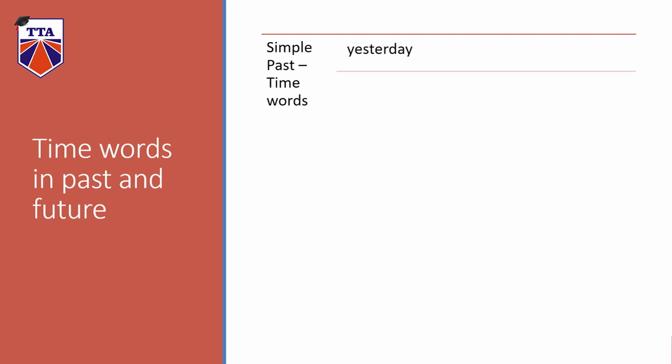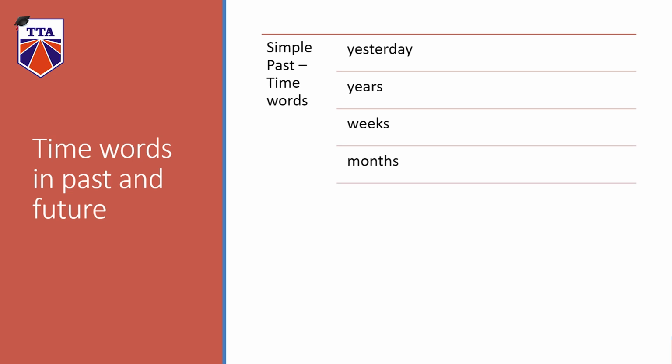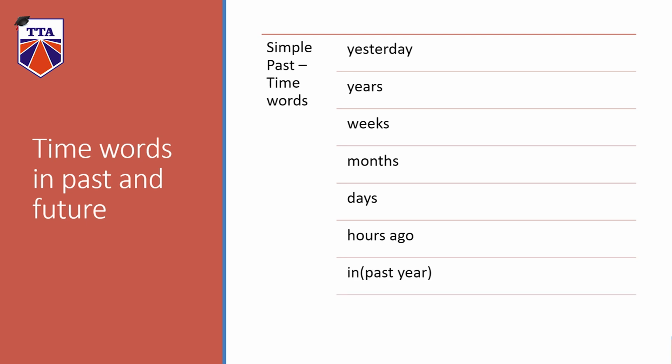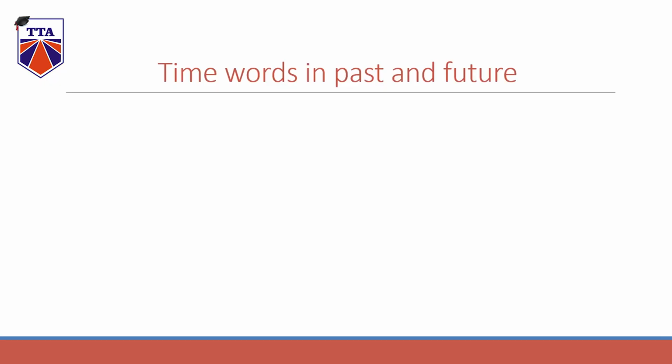Now after discussing usage of will and be going to, we have come to the usage of time words in past and future. Let's start with the simple past time words. Yesterday, years, weeks, months, days, hours ago. In, which is used for past year, last, month, week and year. Let's discuss how these time words are used in sentences.